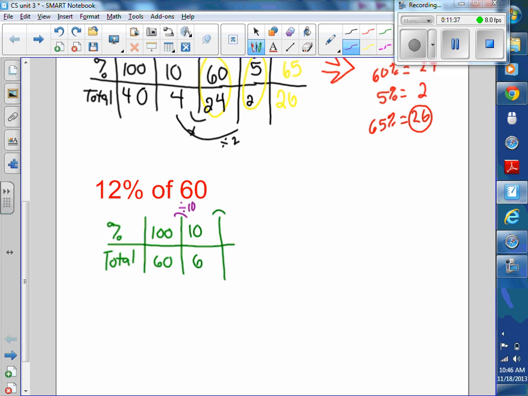So I went from 100 to 10. Now if I go from 10 to 1, I just divide by 10 again. Just getting to 1% is useful because then you can use it for everything. Does that make sense? And so if I divide this by 10, I just get 0.6. You can think of it in terms of money, 0.6 or 0.60, same thing, right?